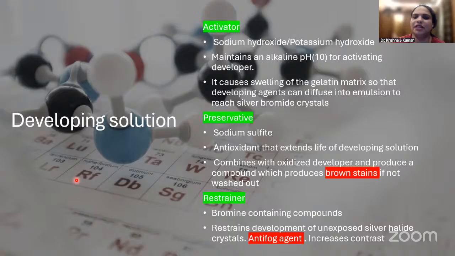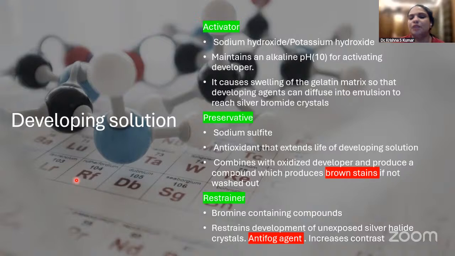Preservative is sodium sulfite. It extends or preserves the life of the developing solution. It combines with the oxidized developer and produces a compound. So if it's not washed properly after the developing stage, this oxidized developer and preservative compound can produce brown stains. Now, the next in DARP, the R is restrainer.